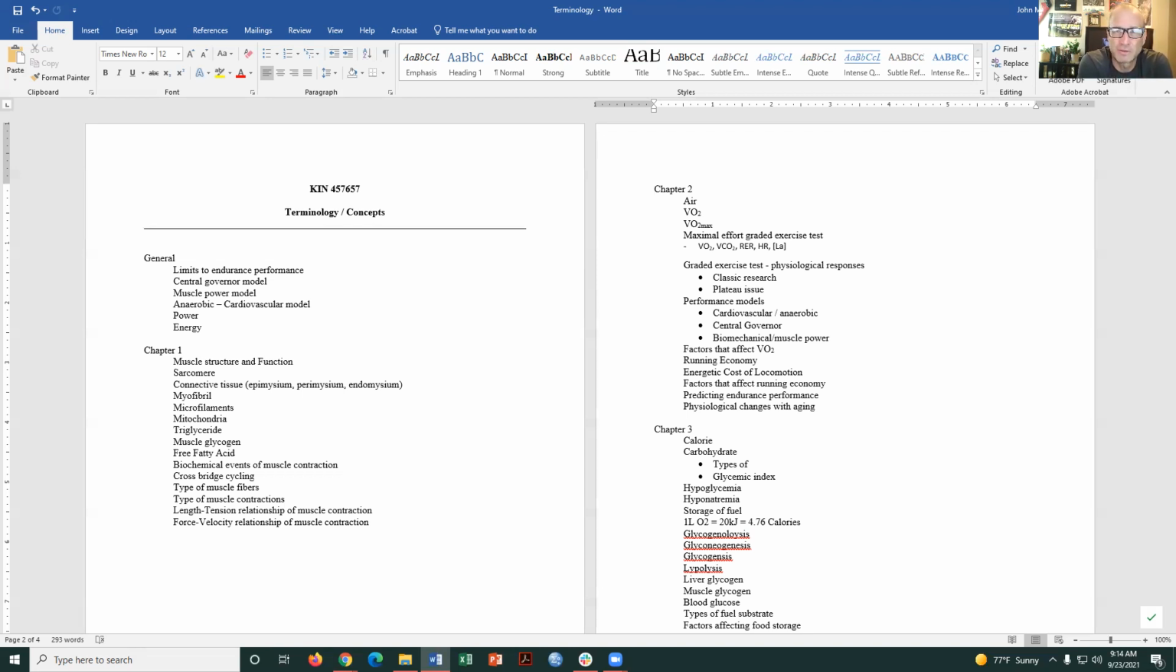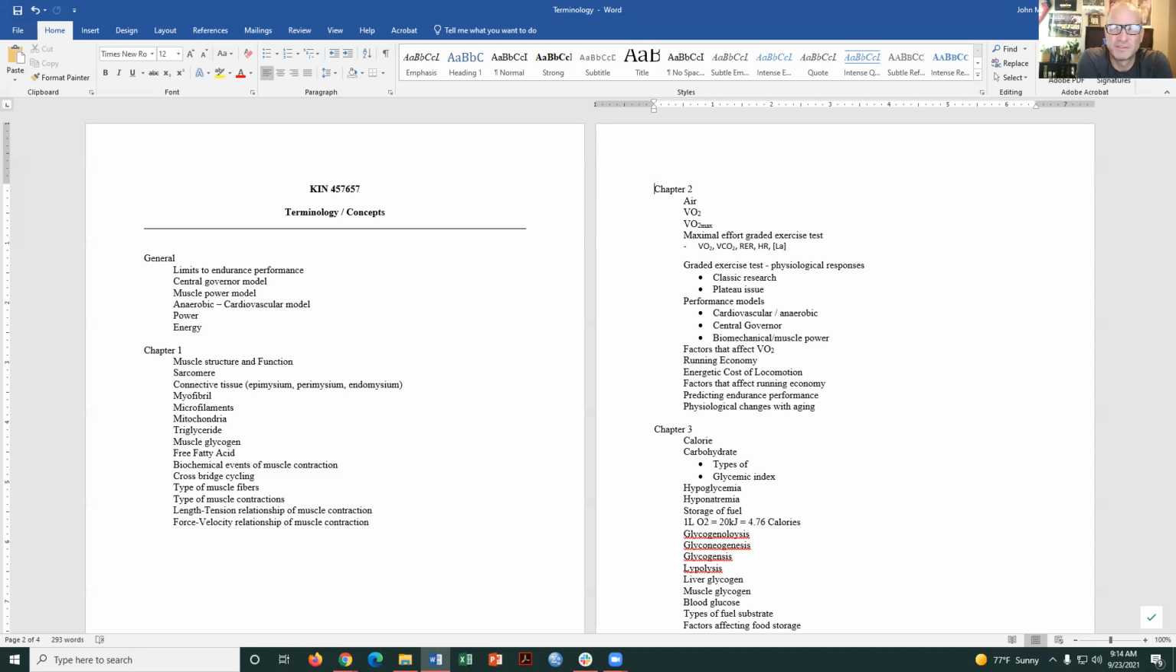Noakes challenges that idea, and I go through that in some lecture material. And very few tests actually see a plateau in VO2, even though you're increasing speed. Roughly, maybe less than a third of the tests.